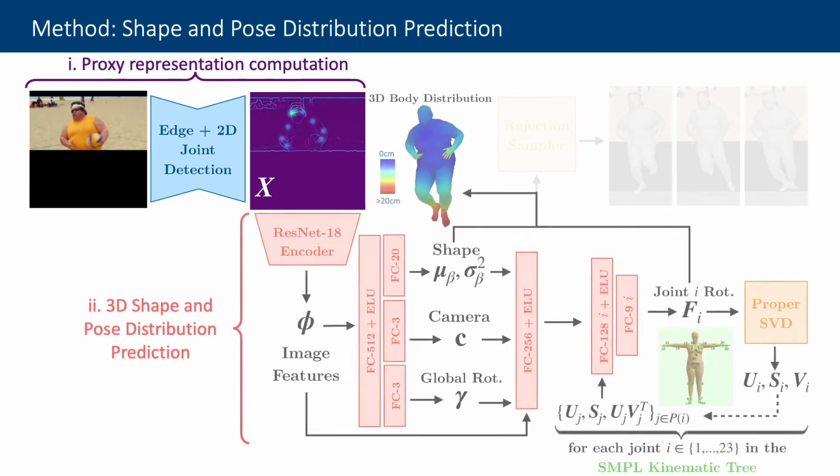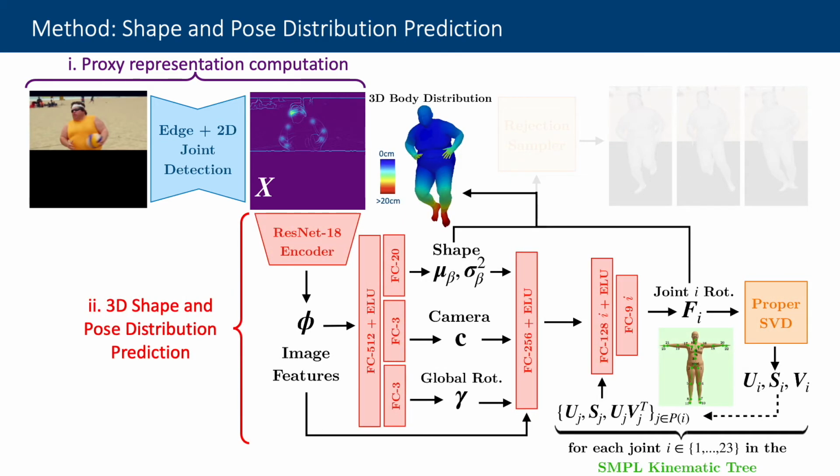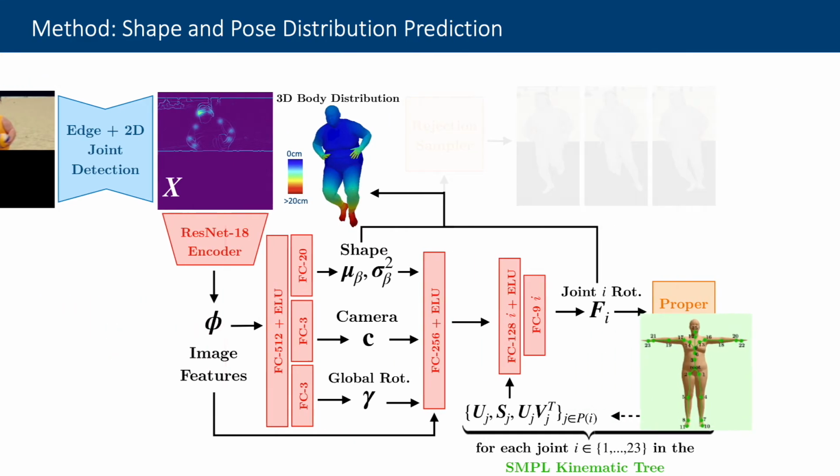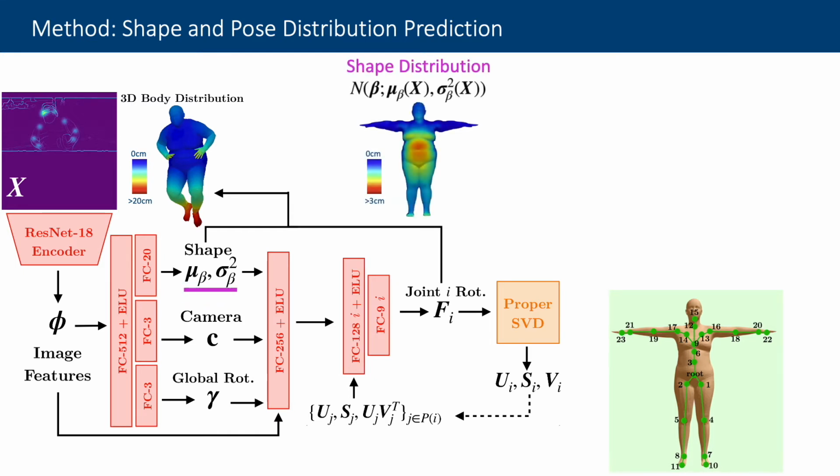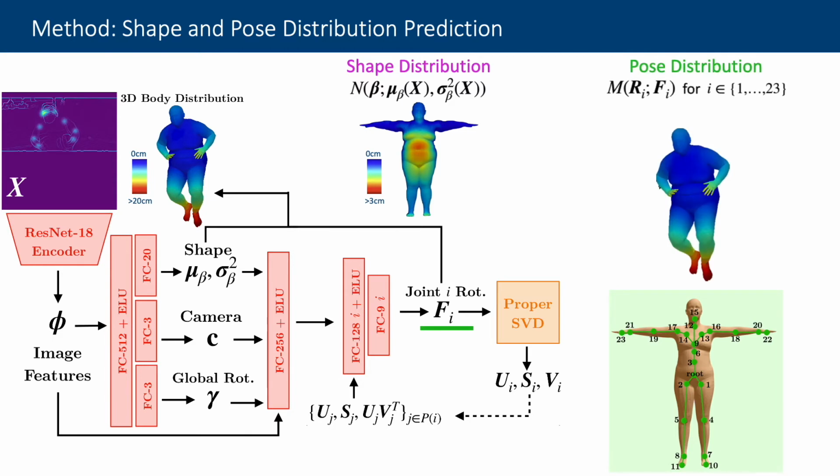Next, we use a deep neural network to predict distributions over body shape and pose conditioned on the input proxy representation. Specifically, the network first outputs the means and variances of a Gaussian distribution over the shape parameters, as well as estimates of the camera and global rotation. Then, the network predicts matrix Fisher parameters for the distributions over 3D joint rotations.